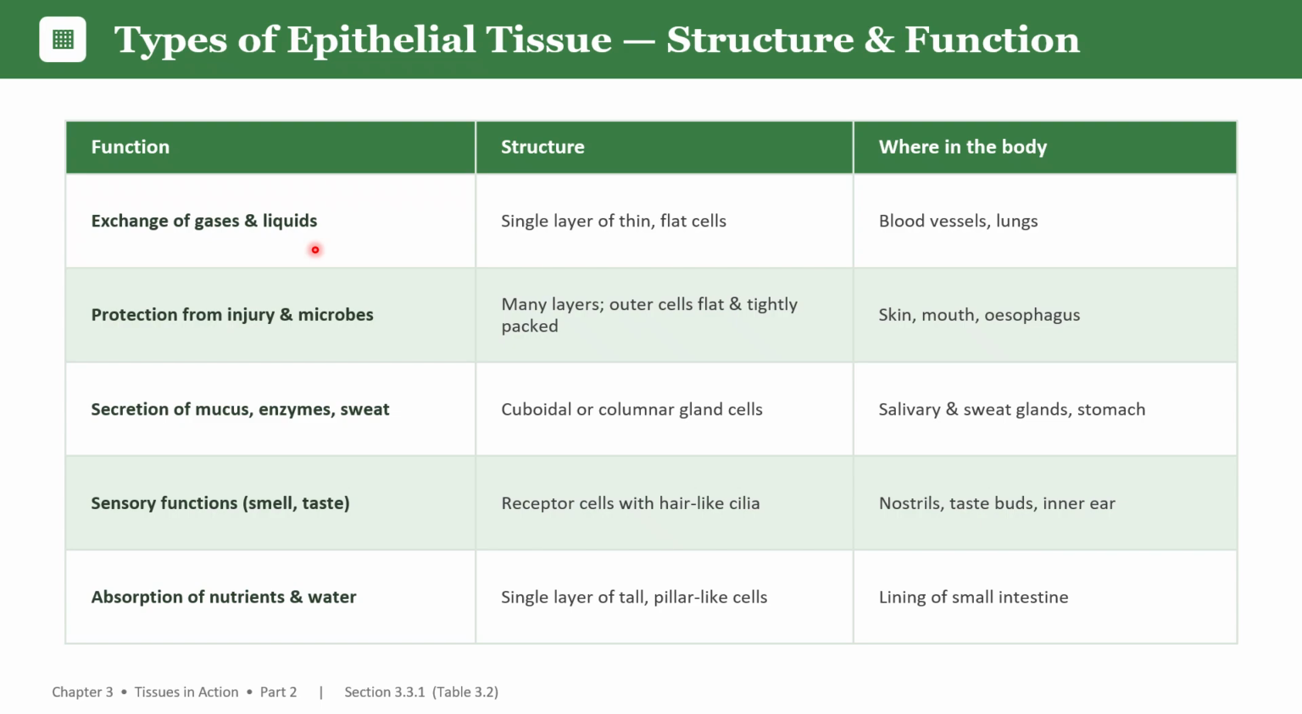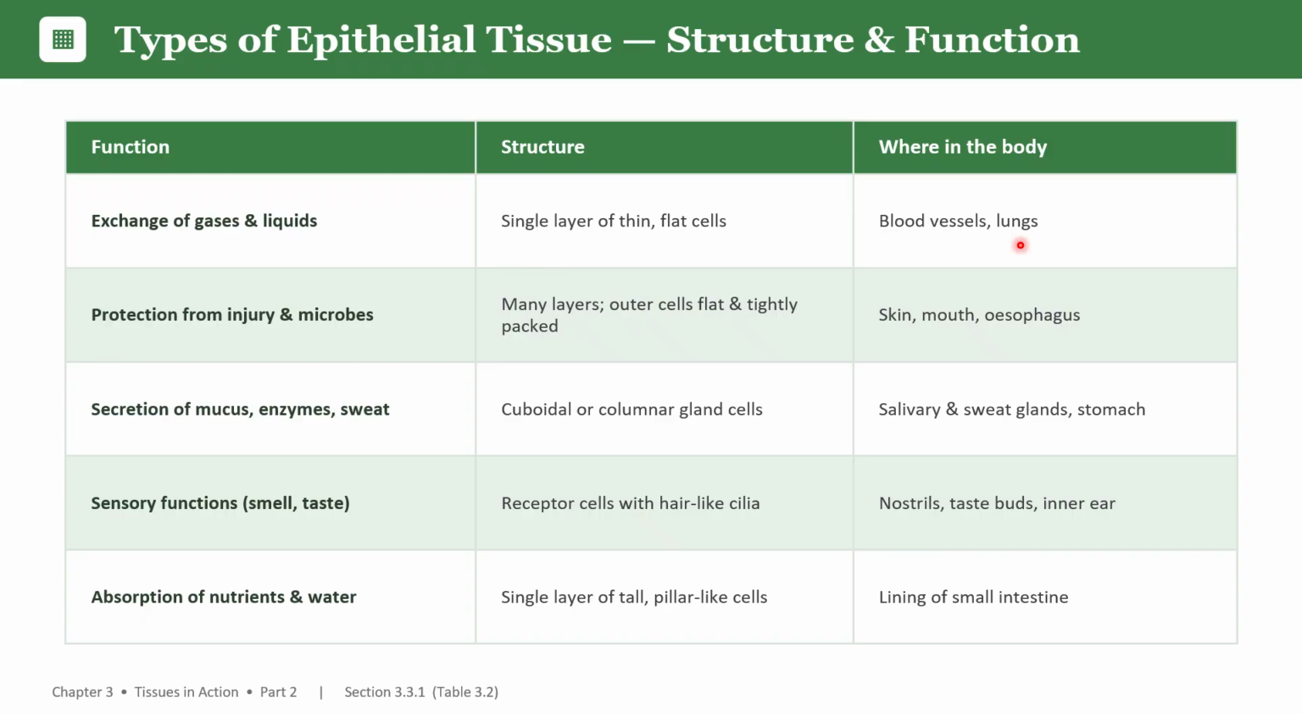The first one we can call exchange epithelium. This exchange epithelium has one thin layer of flat cells. It allows oxygen and carbon dioxide to pass quickly, right? It is located in the lungs and blood vessels. Just think of it as a thin window through which gases easily pass.